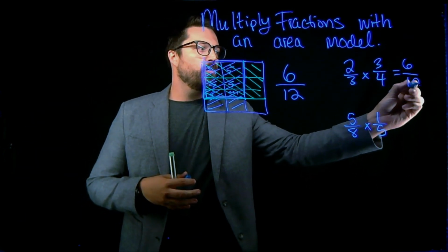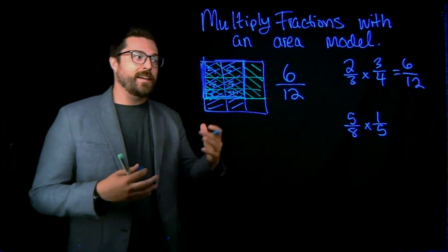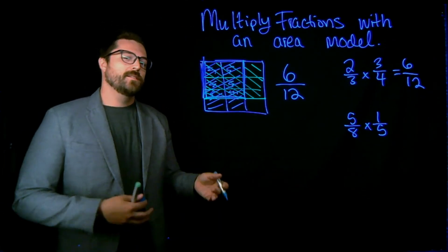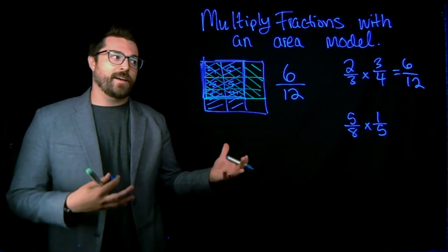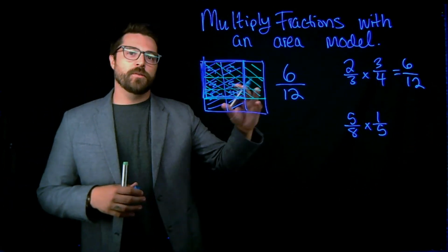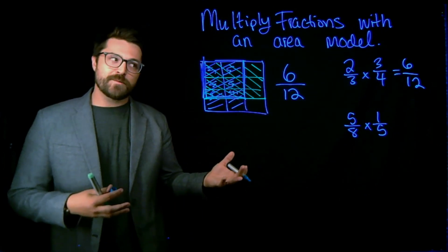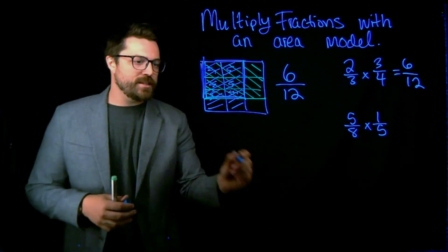We could also write that as 1/2, but understanding equivalent fractions and getting other equivalent fractions with smaller numerators and smaller denominators isn't the focus of building that understanding right now. So I'm just going to leave it as 6/12. 3/4 of 2/3, or 2/3 times 3/4, is 6/12. So let's look at that with one more just to see it again.